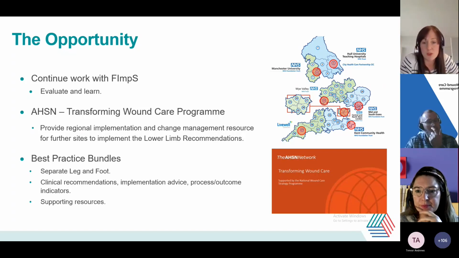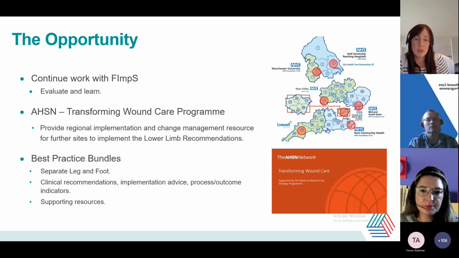Alongside that, we will also be producing some supporting resources to assist local implementation. As we move into the new landscape of integrated care systems, we're really hopeful that that's going to support our vision of delivering wound care services and solutions that move much more seamlessly between acute, primary and community care providers.